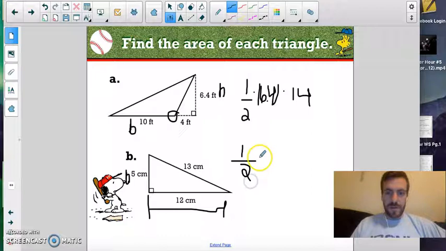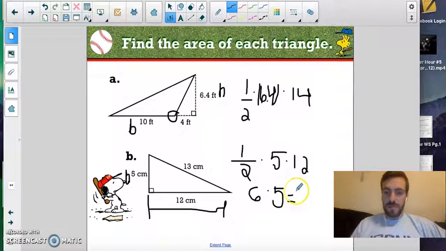So 1/2 times 5 times 12. And this one I'll actually solve out. So 1/2 times 12 is going to give you 6. Remember, PEMDAS, multiplication doesn't matter which order you go in. Times 5. And that's going to give me an area. 6 times 5 is going to be 30. Now, with area, it's always squared, so it's going to be centimeters squared.